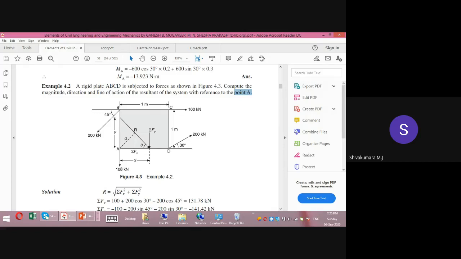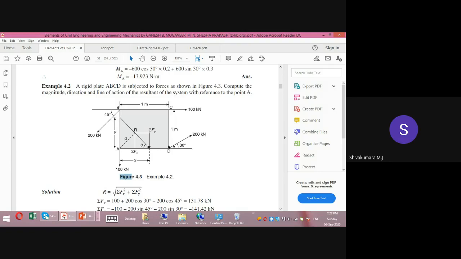Okay, so that is what we are doing over here. Resolution is done. The 100 kilonewton force has its line of action passing through A. Will this 100 kilonewton force cause any rotational effect about A? No, it will not, because the line of action is passing through A. Now the 200 kilonewton force. The horizontal component is 200 cos 30. What is the line of action of this 200 cos 30? It is AD. So will it induce any rotational effect? No.